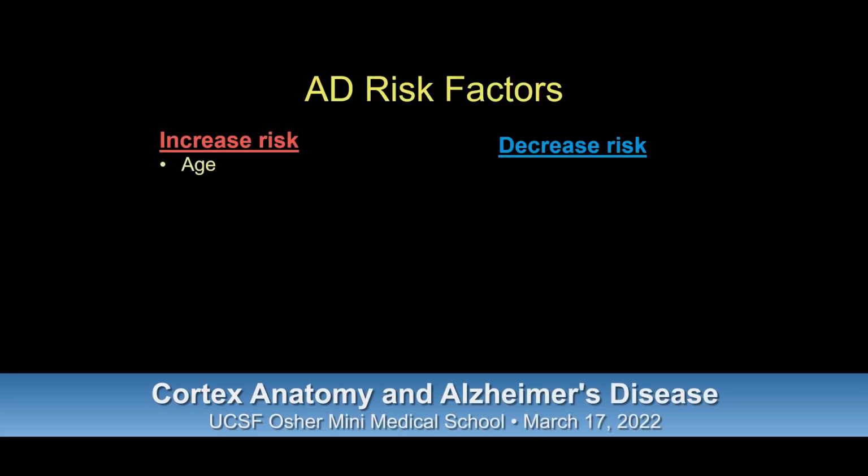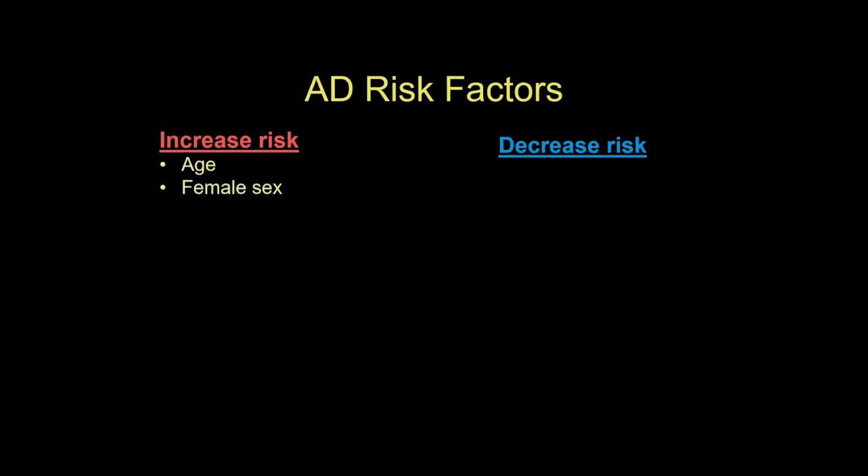Well, the number one risk factor, as I showed you, is getting older. Female sex seems to be a risk factor. So for reasons that we don't entirely understand, females are at higher risk than males, even accounting for the fact that females live longer than males on average. Family history is a risk factor. So if someone has a first-degree relative that was affected by Alzheimer's, their risk of developing the disease during their life is about 3 times higher than someone who doesn't have a family history.